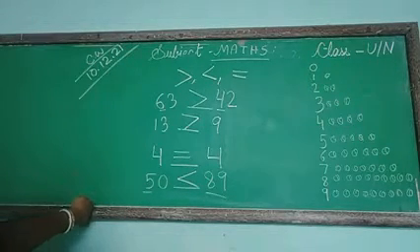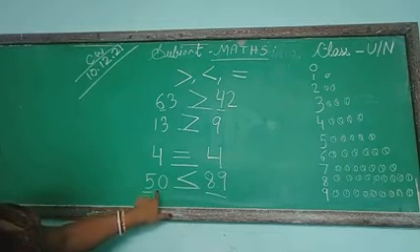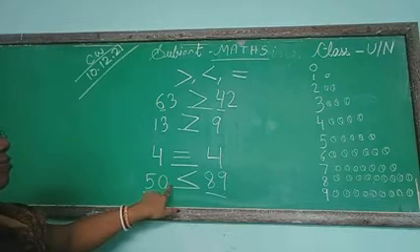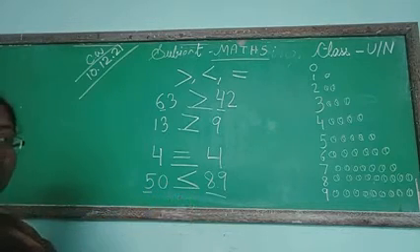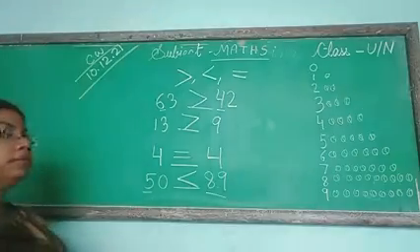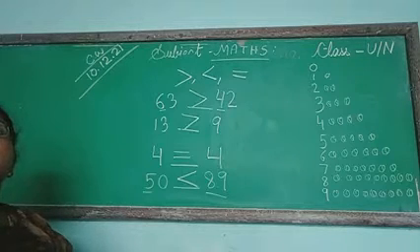So how will we read, as this is small? We will not read 89 is greater than 50. No, it's wrong. We will read 50 is smaller than 89. 50 is less than 89.